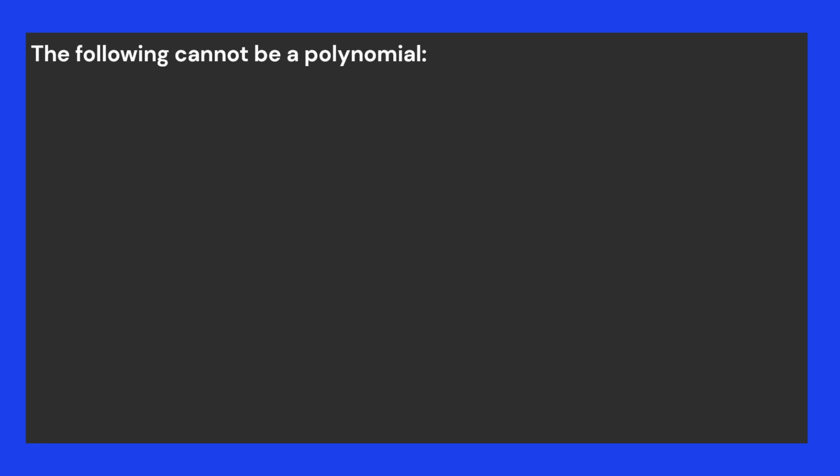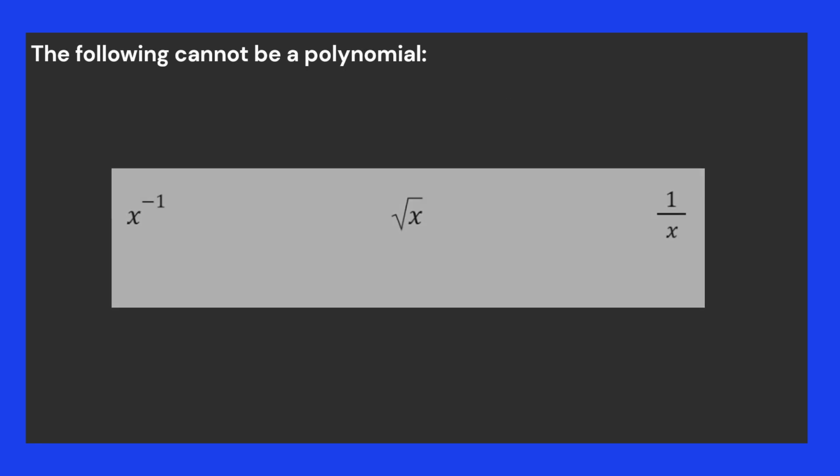What can't be a polynomial? Here are some examples. This one can't be a polynomial because it has a negative exponent. This one has a variable inside a radical. This one has a variable in the denominator.